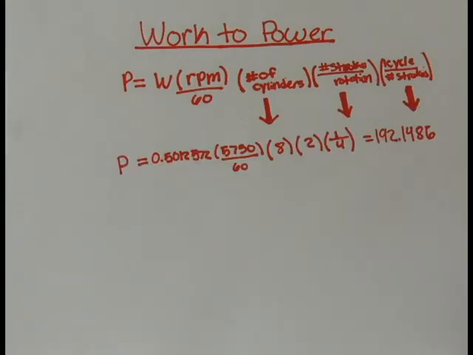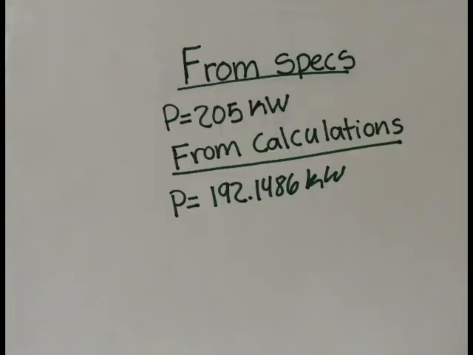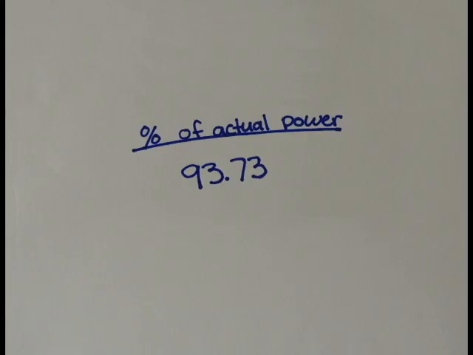We find that the power produced by our engine is 192.5 kilowatts. The power that the spec sheet says is 205 kilowatts. Our 192 kilowatts is pretty close. The value we found is in fact 93.73% of the actual power. We see that using the Otto cycle and idealized cases, we can get a fairly accurate answer for finding the work and power produced by an engine. The end.